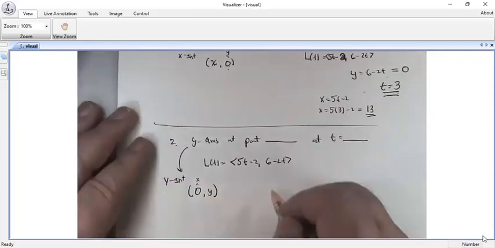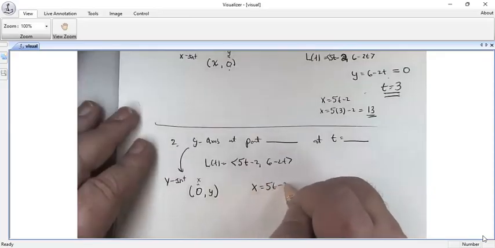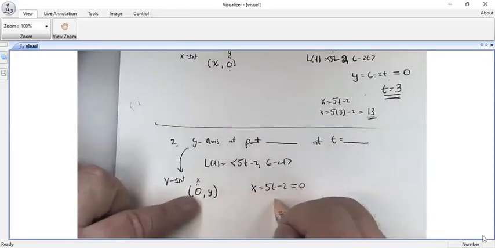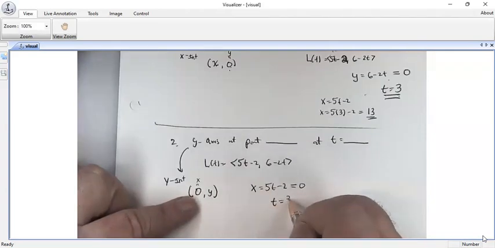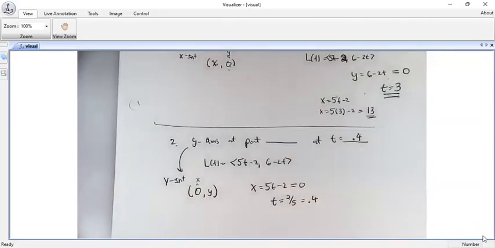So here we go. I'm going to take the x, which is the 5t minus 2, set it equal to 0, and that gives me t is equal to 2/5 or 0.4 for you decimal fans. So for you guys who like decimals, the answer is 0.4, or you can also write 2/5 in there.